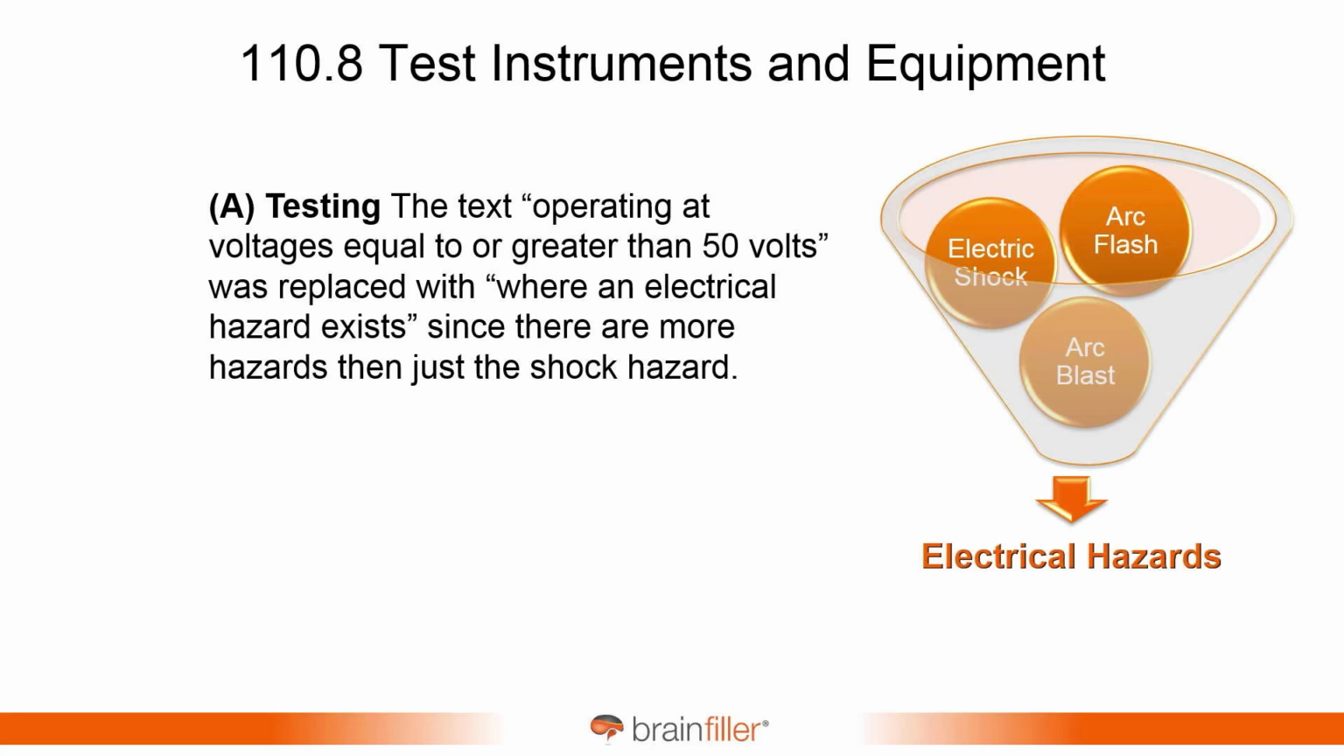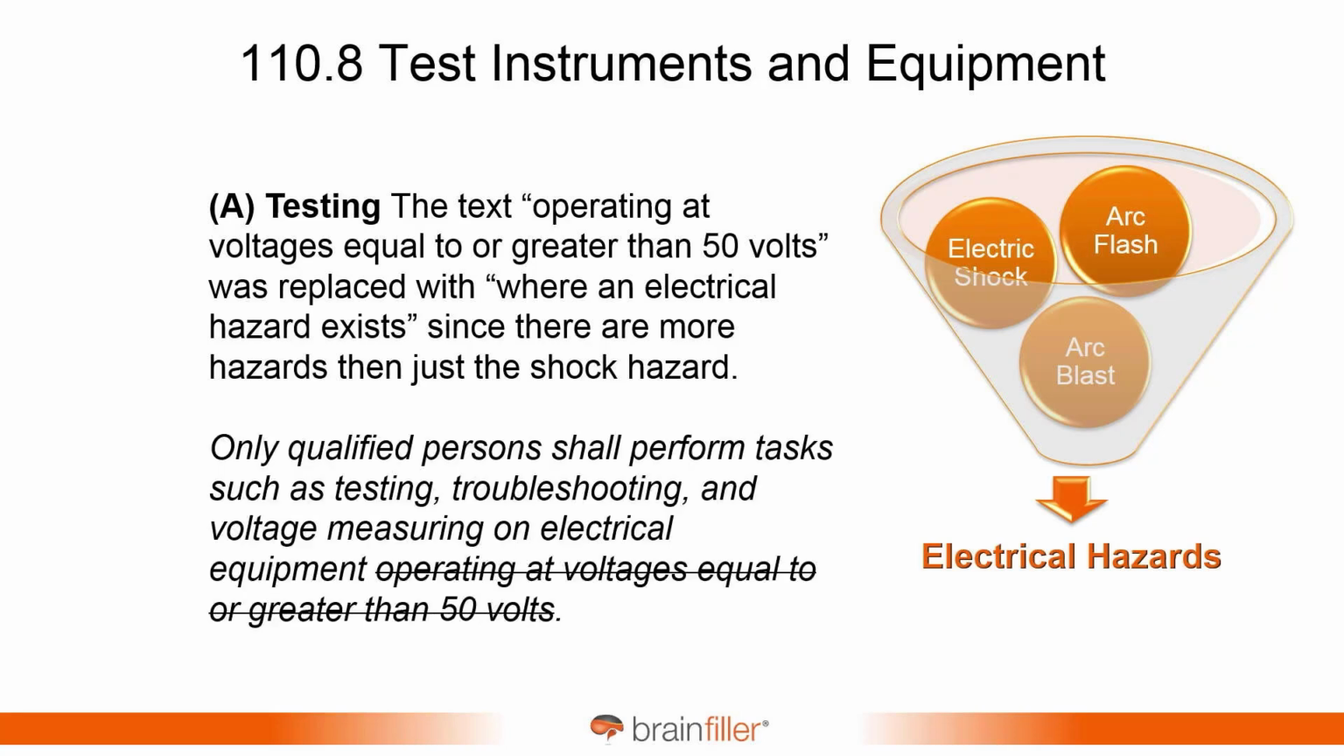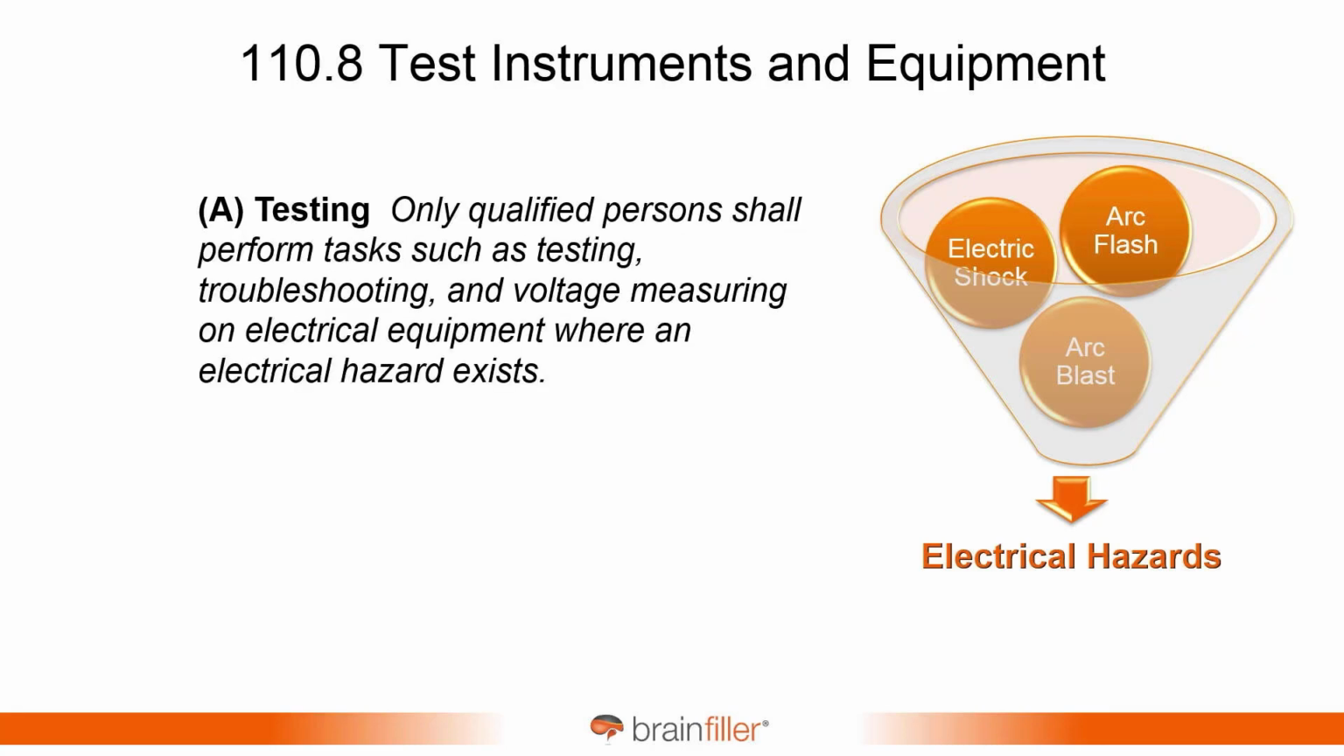A change to test instruments and equipment. Seems like a very minor change, but yet it is kind of significant. That for testing, the text operating at voltages equal to or greater than 50 volts was removed. There may be hazards below 50 volts. So the thought was, well, let's just remove the reference to greater than 50 volts because there can be other electrical hazards. So now the language is only qualified persons shall perform tasks such as testing, troubleshooting, voltage measuring on electrical equipment where an electrical hazard exists.